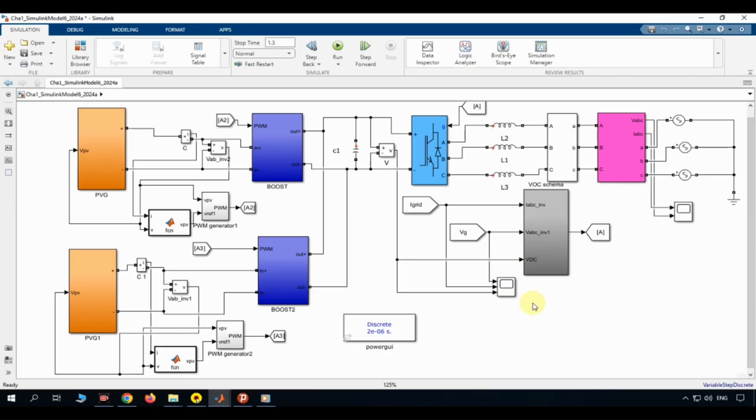I hope this tutorial has helped you better understand not only how this Simulink model is constructed, but also the theory behind each subsystem and how all the components work together as a complete renewable energy conversion system.